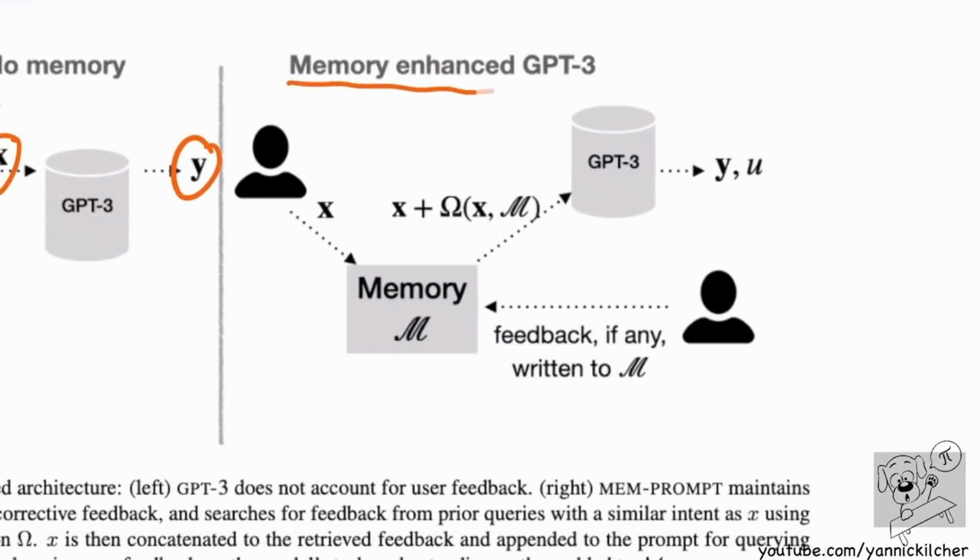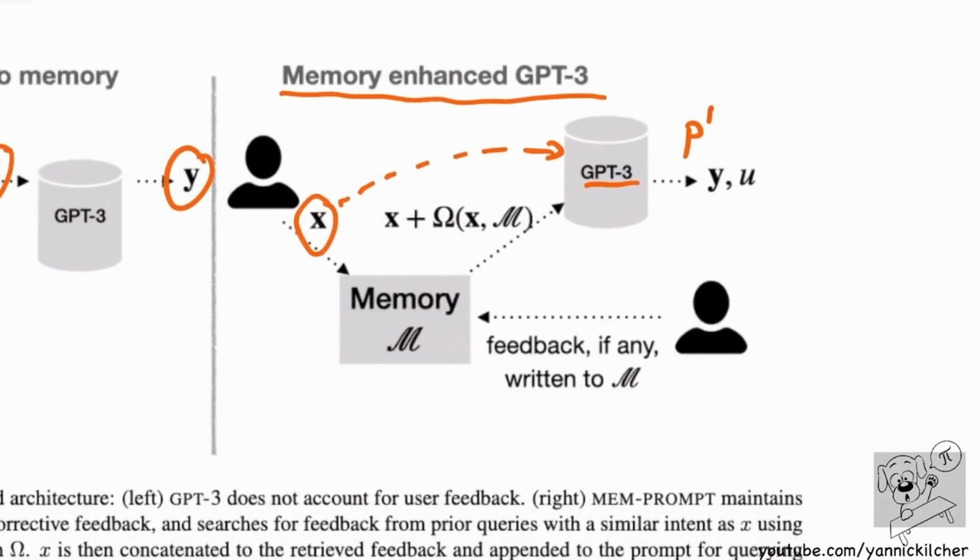So in their memory enhanced GPT-3 example, the user would give a question X. Now, let's disregard the memory for now. Let's just go directly to GPT-3, which is what happens in the very first iteration of this interaction. So GPT-3 now has a prompt in front of it as well, but a prompt that the authors here designed such that GPT-3 doesn't only give the answer to the question, but also the understanding of what the user meant.